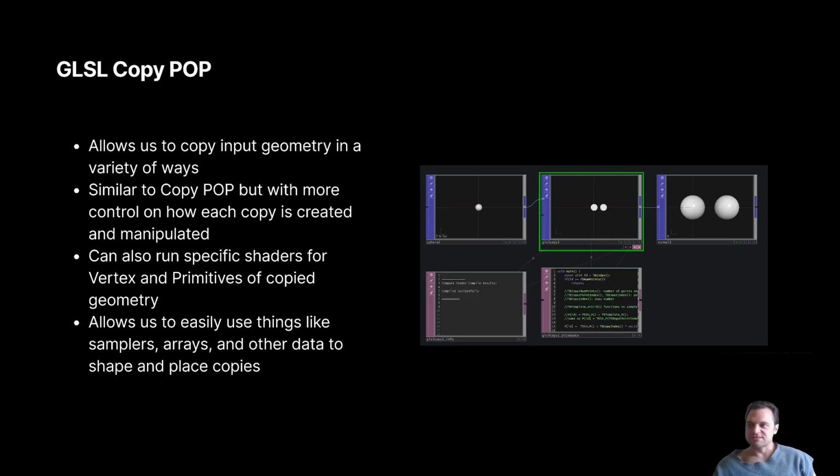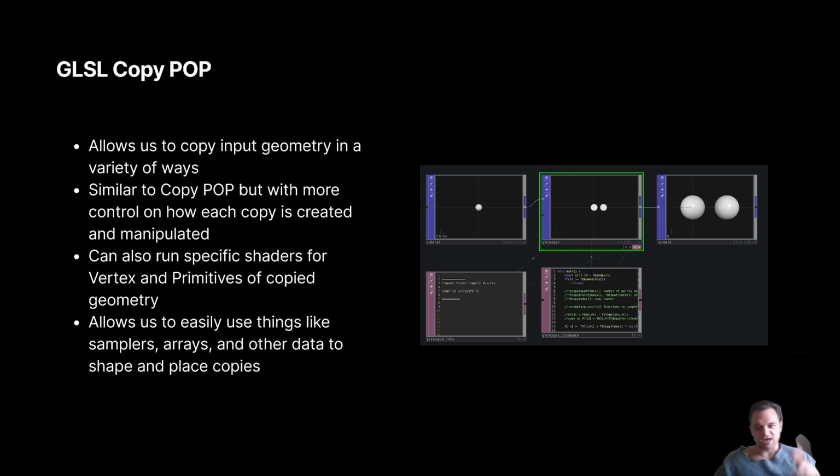Now, for this lesson, we're going to be looking at the GLSL Copy POP, which is a very powerful new operator in the POPs family. And what it does is allow us to take an input geometry, a sphere, point, or something more complex, copy it a number of times, and using GLSL, define specific transformations, deformations, or properties of our copied geometry.